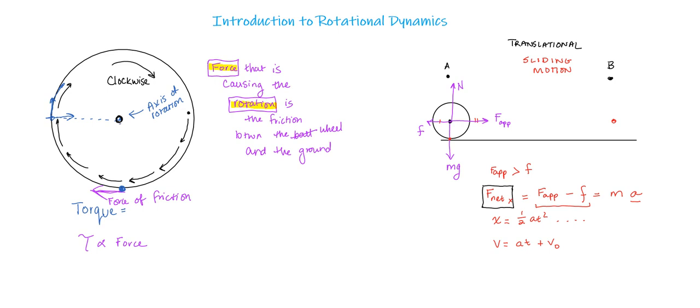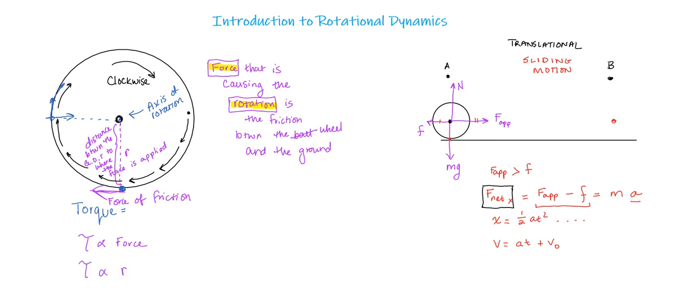Now, this distance from the axis of rotation to where the force is applied is sometimes referred to as a lever arm. I'm just going to refer to it right now as this R position. It's the distance between the axis of rotation and where the force is applied. That's a very important term. And it turns out that the further away I push from, the more torque is applied.